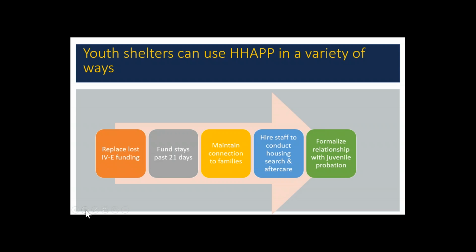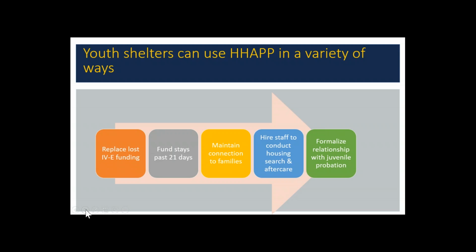Another one is funding stays past 21 days. We know many of the runaway and homeless youth shelters are restricted, if you have that licensing category, to have young people in care to 21 days. We hope soon there'll be a legislative fix that will allow them to be in the shelter till 90 days. But again, this funding could combine with existing funding to fund those longer stays.